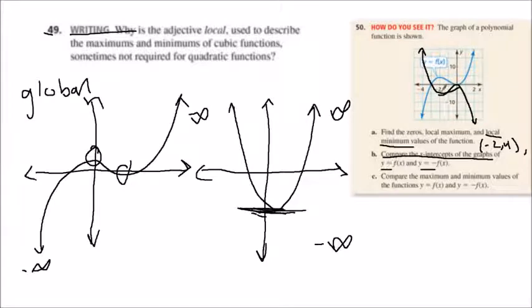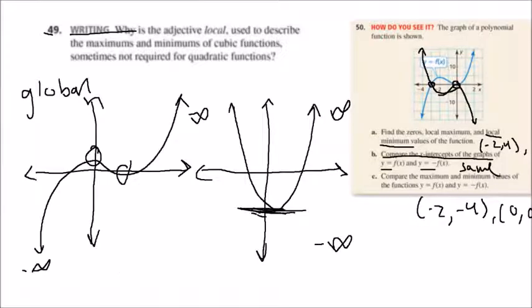But for y equals f of x and y equals negative f of x, we have the exact same intercepts. However, the maximum and minimum values of the functions are also reflected. So instead of negative 2, 4, it will be negative 2, negative 4, and 0, 0. So these are going to be the same, but these are different. And that's going to be it.